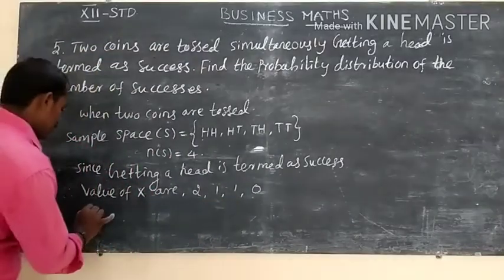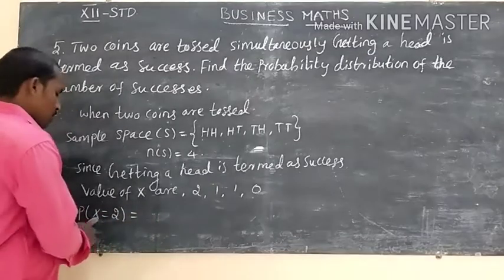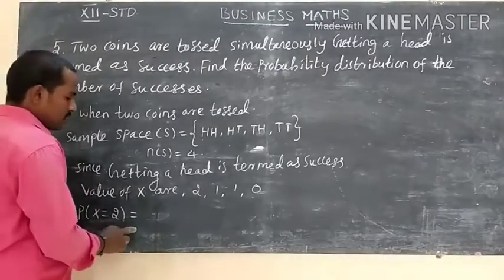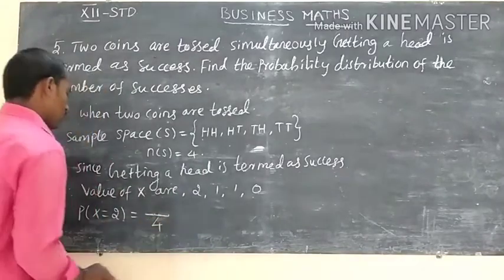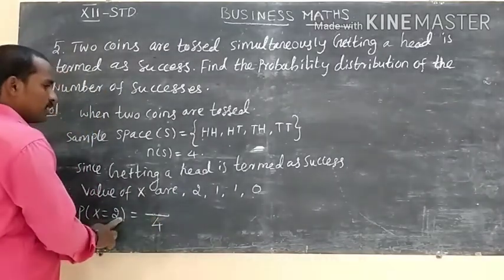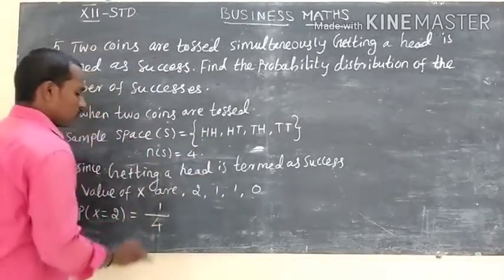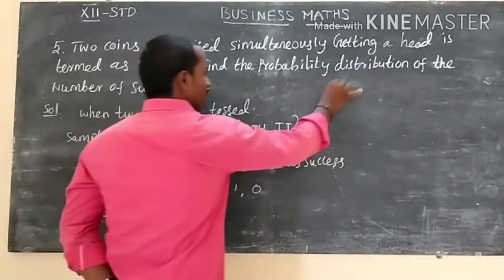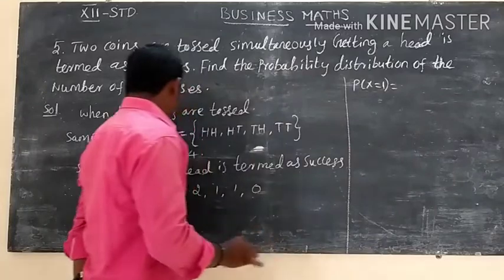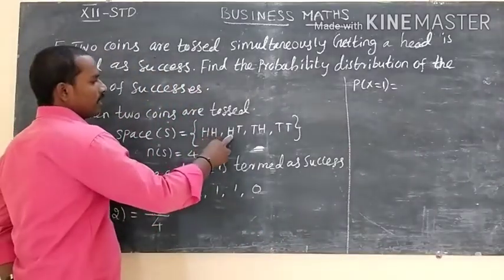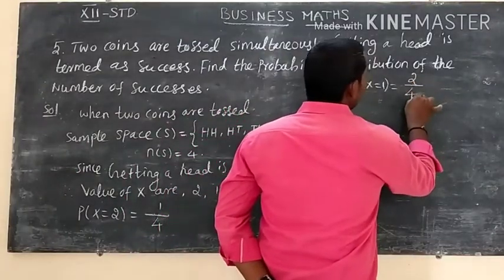Then P(x equal to 2). The denominator is the total number of outcomes. What is the total number of outcomes? It is 4. Number of favorable outcomes: 2 heads appear, and getting 2 heads is only one term, so 1. Then P(x equal to 1): only one head has 2 terms, so 2. The total number of outcomes is 4.